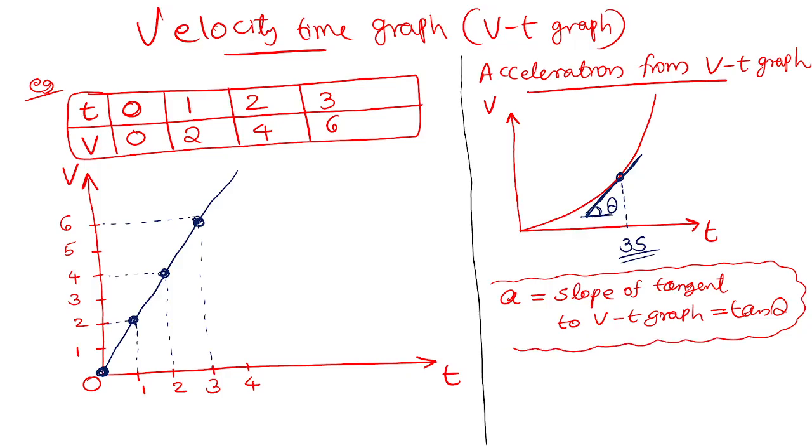So my conclusion is this: if the VT graph is given, how can we find out the acceleration at a given time? You just draw a tangent. Tangent means a line touching that point. That tangent will be making some angle with the horizontal axis, right? Take tan of that one. Tan theta, you studied in maths, right? Tan theta, which is also called slope. That is the acceleration. Okay, clear? I hope you have understood.